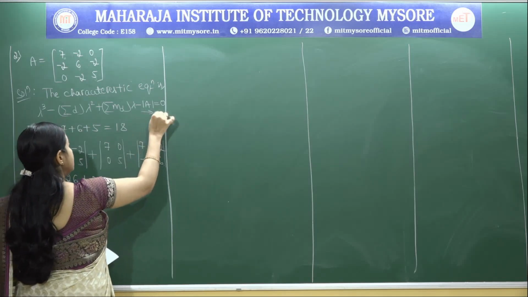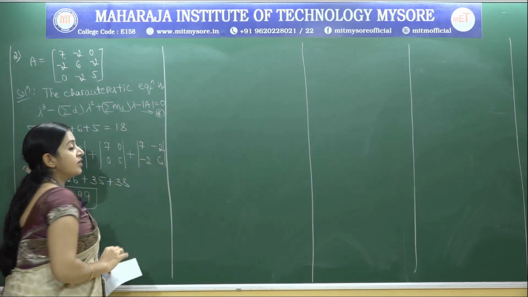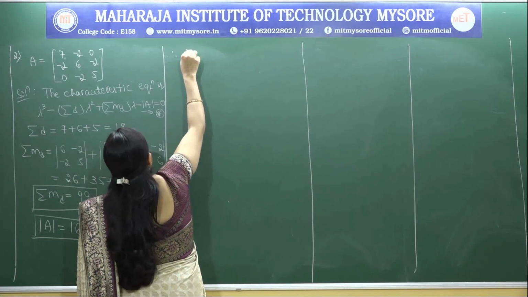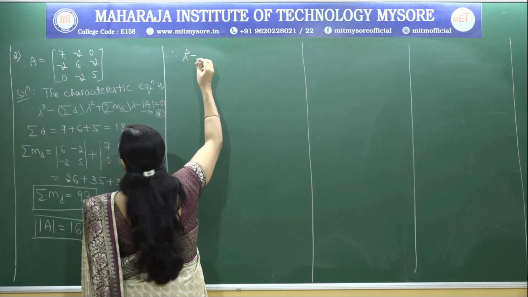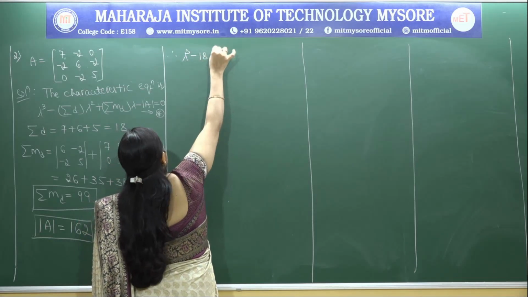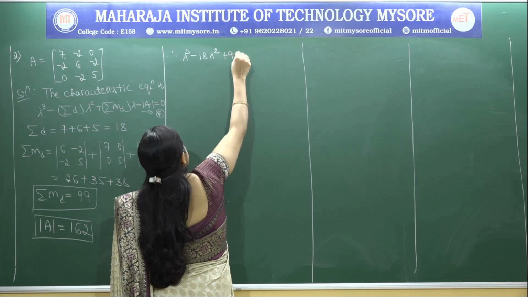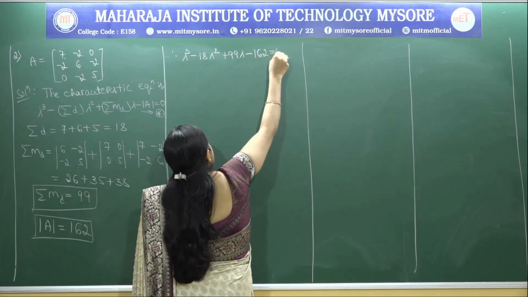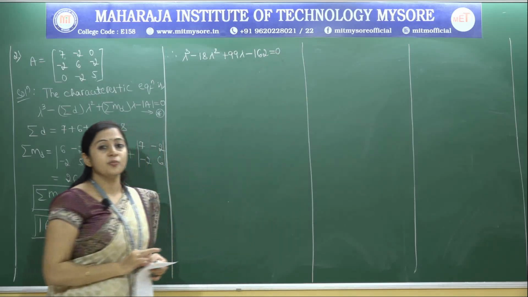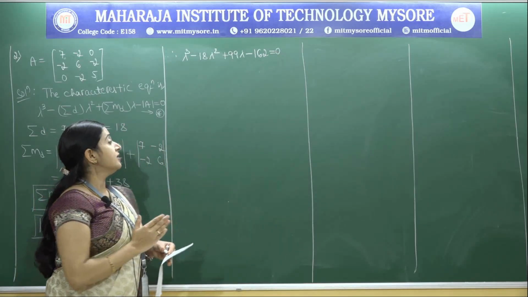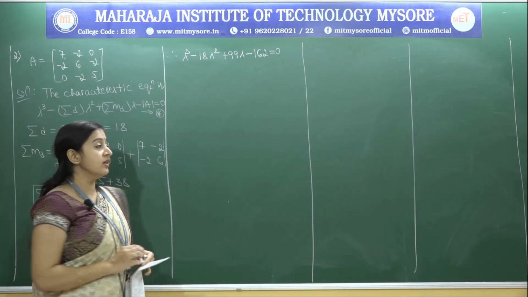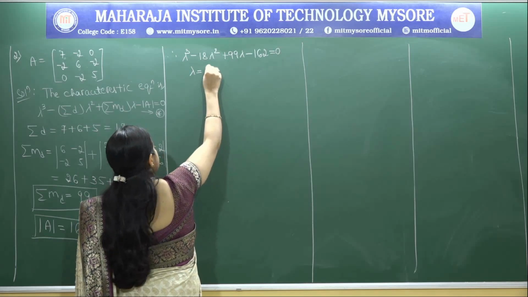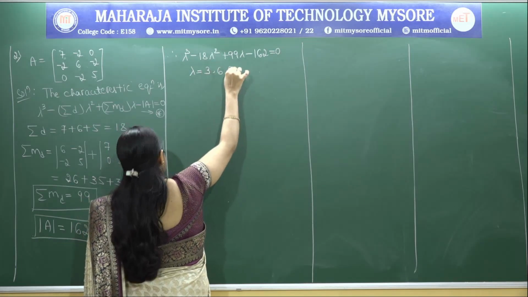Substitute these values in the equation star, you will get the characteristic equation. So the first one, lambda cube, the second one, it is 18 lambda square, third one, plus 99 lambda minus the determinant of A is 162 equals 0. Then calculate this cubic equation in your calculator. You will get the three roots, that is 3, 6 and 9.